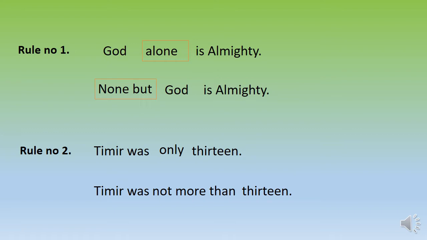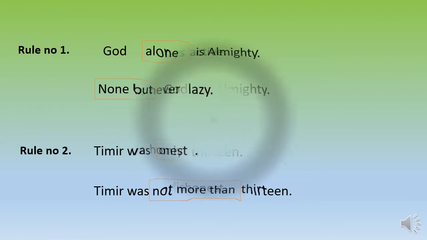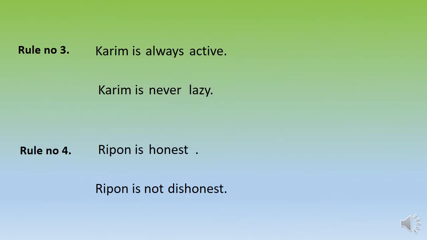Then we have another example. Rule number 2, Timid was only 13. Dear students, if you have only in a sentence and only indicates a digit, then we will use not more than instead of only. So the sentence will be, Timid was not more than 13. So the affirmative sentence is, Timid was only 13, and the negative sentence is, Timid was not more than 13. Now we have some more examples of changing affirmative to negative.